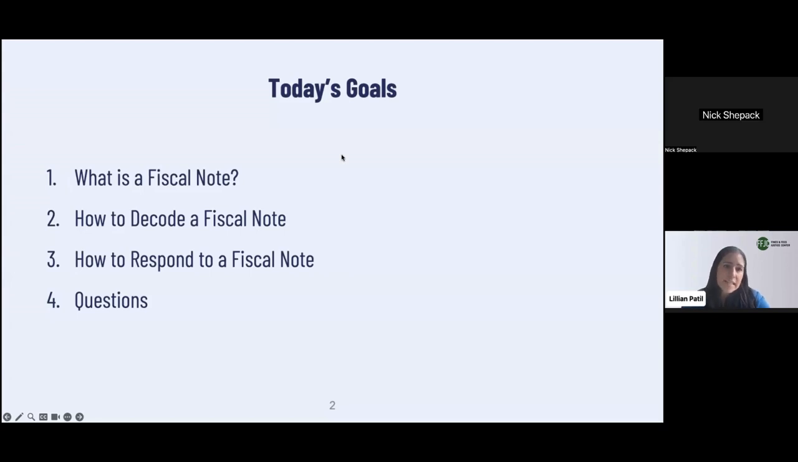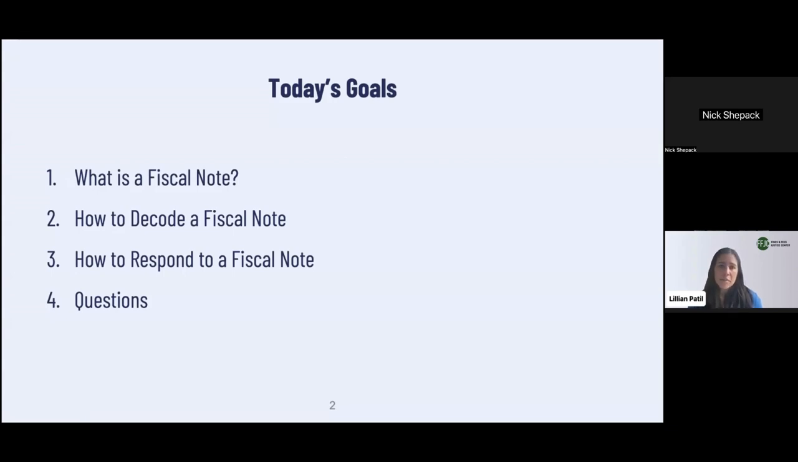We'll start out with the basics today of what is a fiscal note, and we'll talk through some strategies for how to decode or analyze them and peel back the layers behind that single net impact or price point that you often see. Then we'll talk about some different strategies and examples for how to respond to a fiscal note, using a couple of real-world examples from legislation recently passed in New Mexico and Nevada. We'll leave some time for questions at the end.